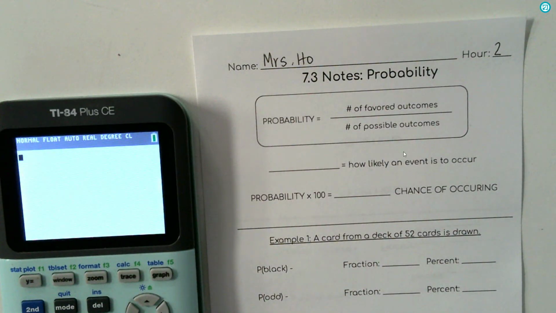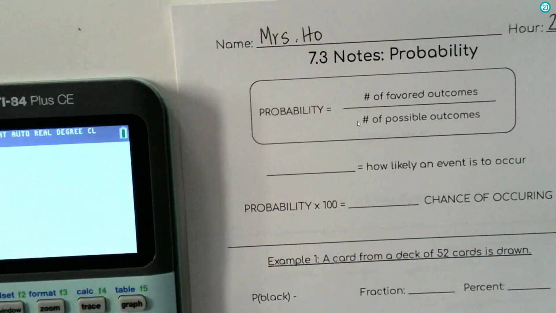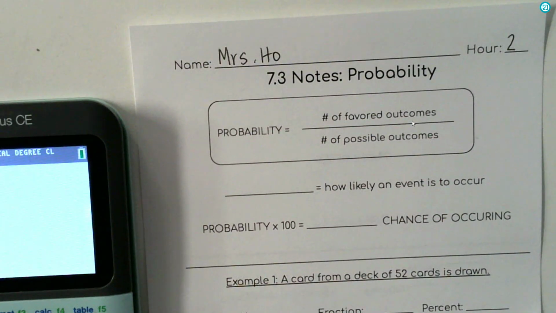Okay, so probability today we are going to find by the number of favored outcomes, so what we want to happen, divided by the total number of possible outcomes. Inigo on his quick write gave us an example of rolling a 6 on a dice. It's going to be 1 out of 6. He then turned that into a percentage for us, which was super helpful.